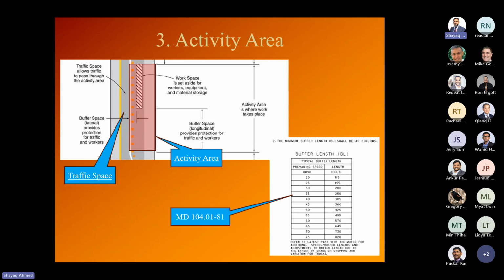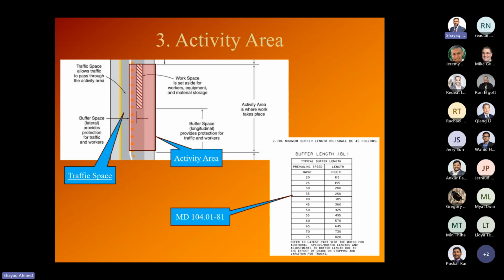And the second area is the work area. This is the area where the work takes place: the workers, equipment, material, work vehicles, and everything. Basically, if there is an office or anything, all of this has to be stored within this workspace area. It cannot encroach on the buffer area.